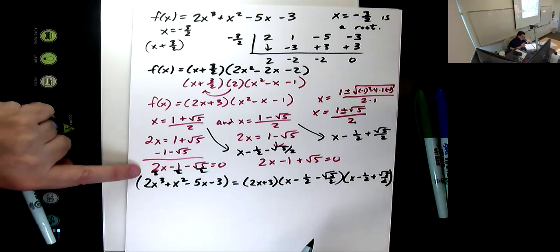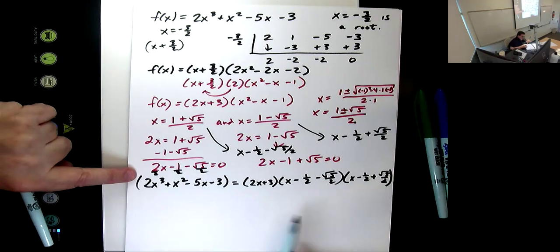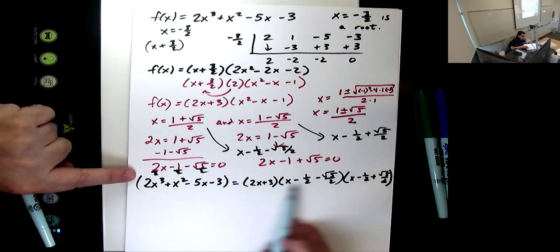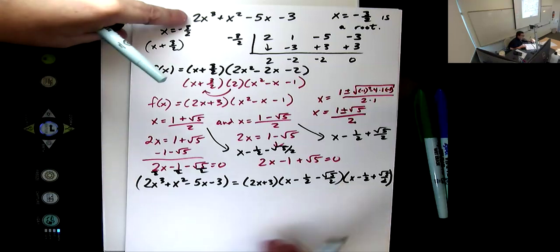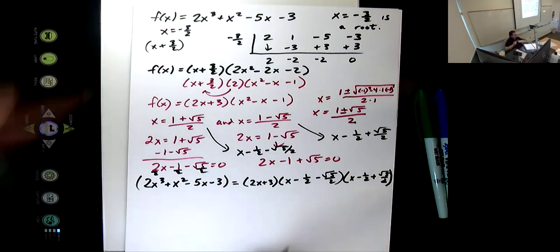And the reason why I didn't like the 2x, because if this is a 2x and this is a 2x and this is a 2x, and I multiply all that together, I'm gonna have an 8x cubed. And I didn't start with an 8x cubed.